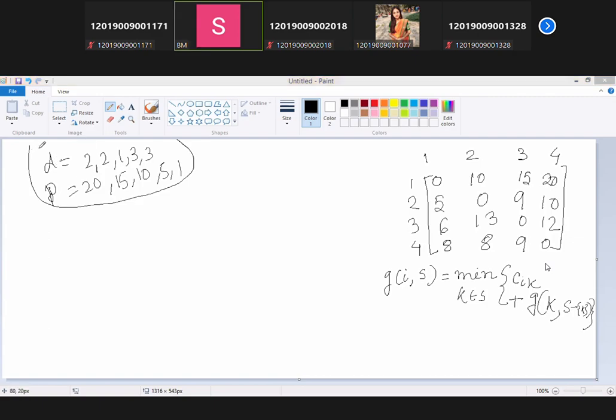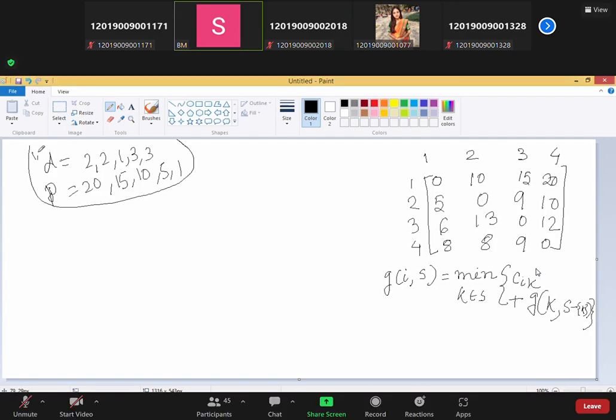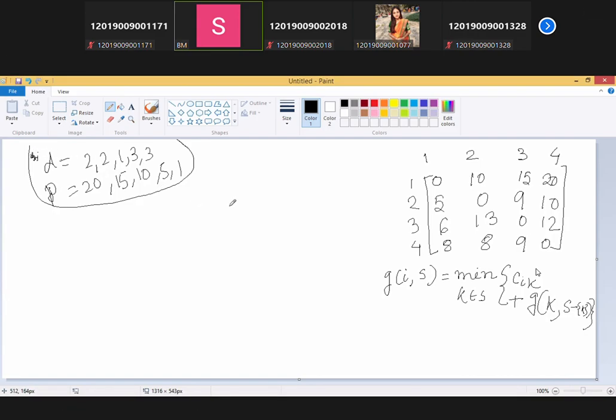So I'm just telling that if you calculate it properly, most probably you will get 1 to 4, that kind of optimal solution for this one. Just do it, 1 to 4 this way, and the profit you will get is 40. That is your optimal sequence.